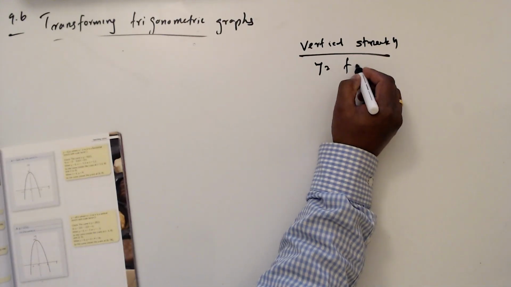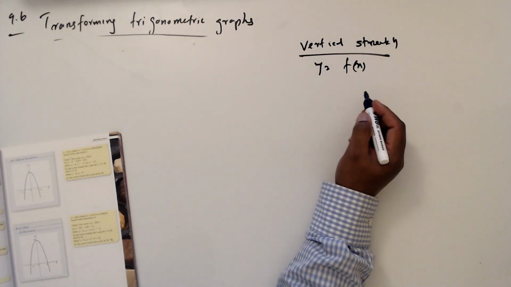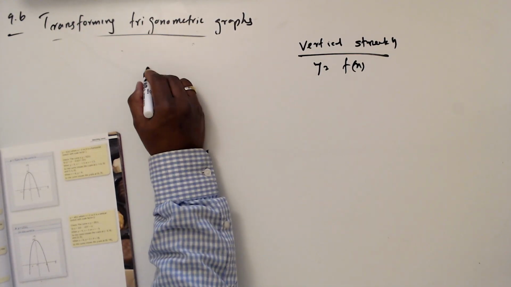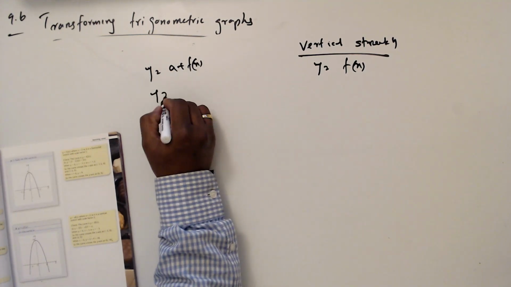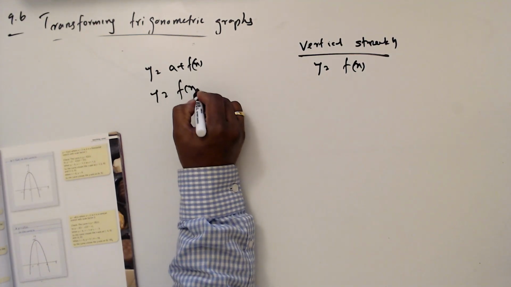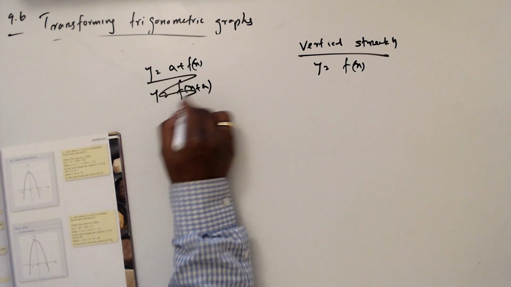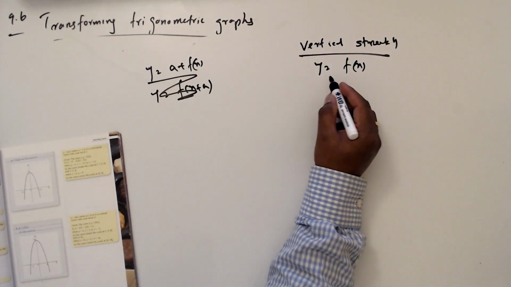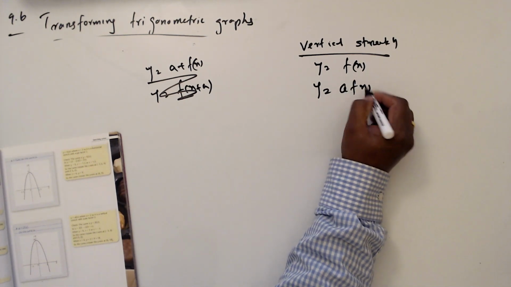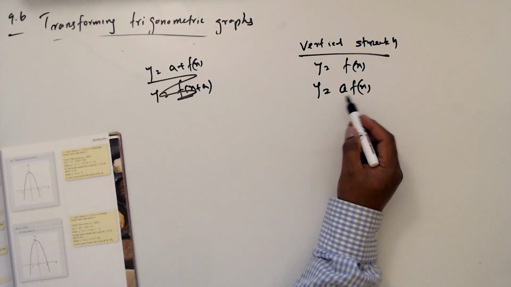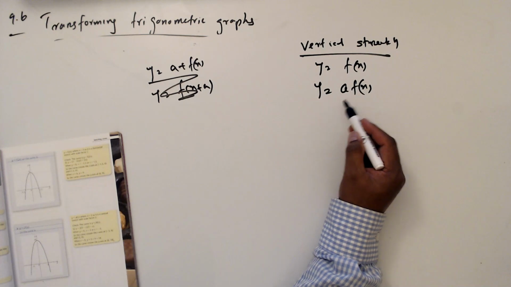Assume y equals f(x). We already discussed y equals a plus f(x) and the translation y equals f(x) plus a. Now y equals f(x) and y equals a f(x). If you see, this one will affect not x values, but y values.